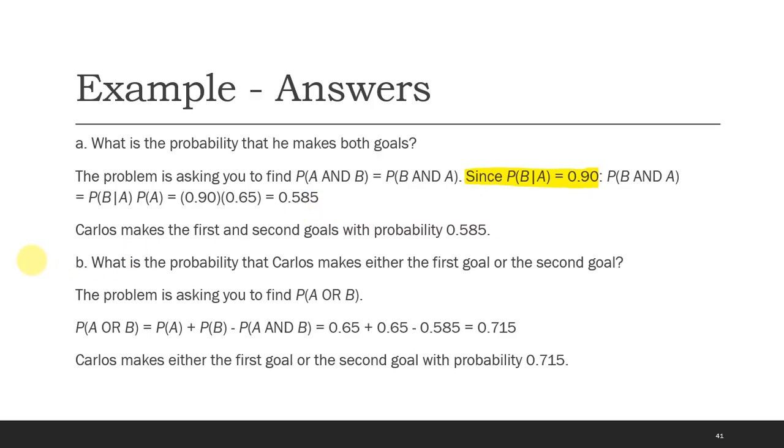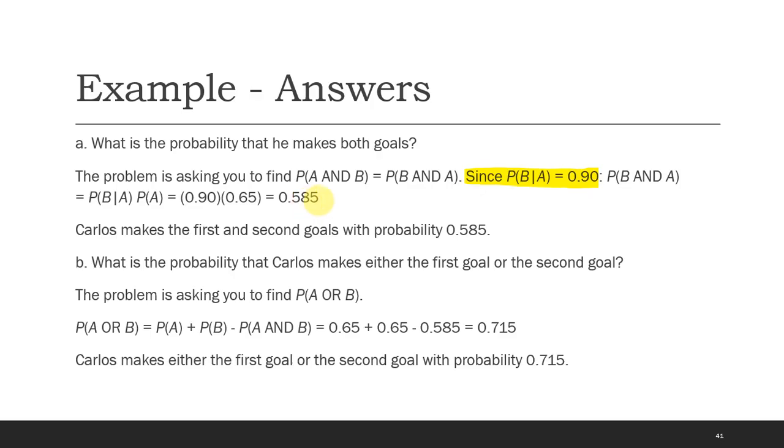So the second question then of what is the probability that Carlos makes either the first goal or the second goal. So that's an or, right? So we can now use that classic or formula. The probability of A or B is the probability of A plus the probability of B minus the probability of A and B. Now, we already proved in part A, clearly this is not mutually exclusive because we have that this and statement, right, it's not equal to 0, it's equal to 0.585.